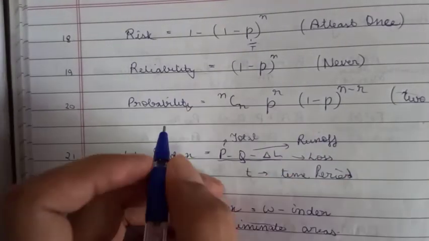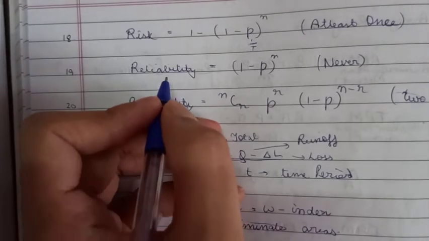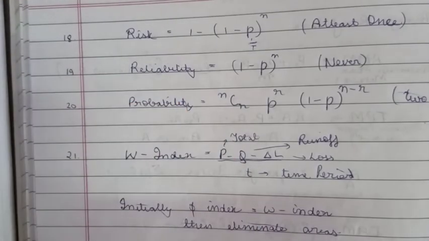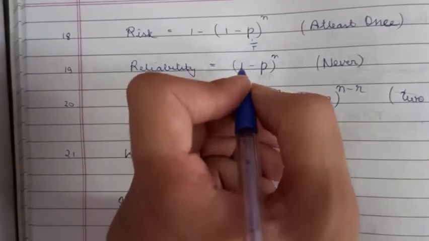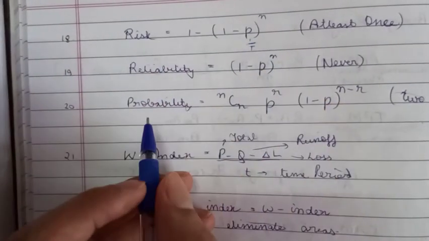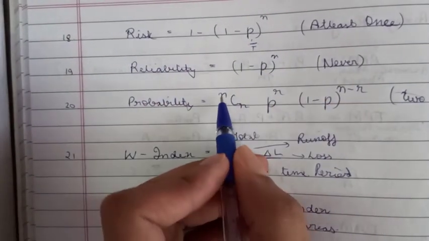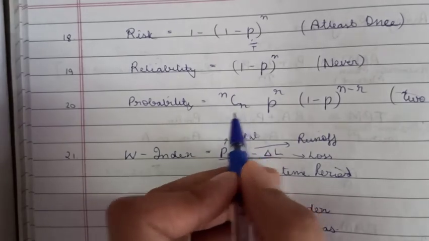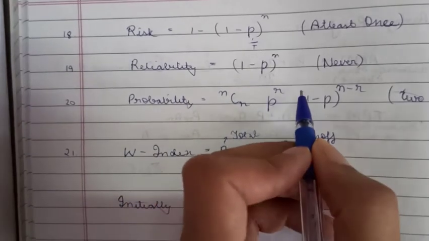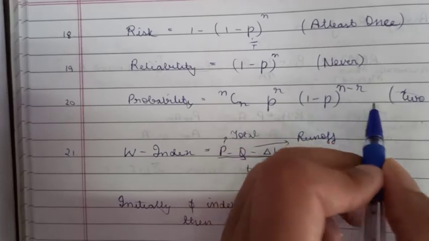Now, what is reliability? Reliability is we can depend on something, we can rely on something, which can be given as 1 minus p to the power n. What is probability? Probability will be here given as nCr p to the power r into bracket 1 minus p to the power n minus r.